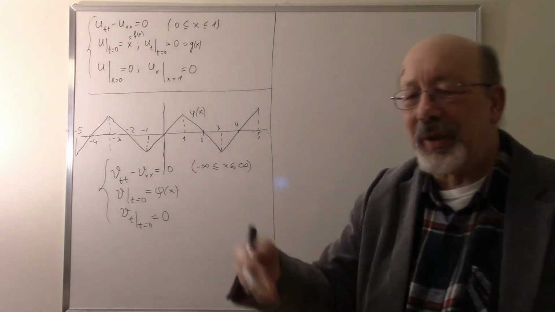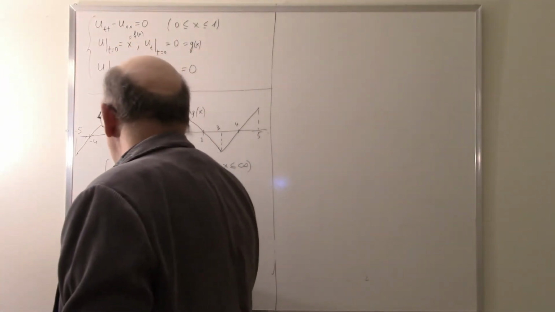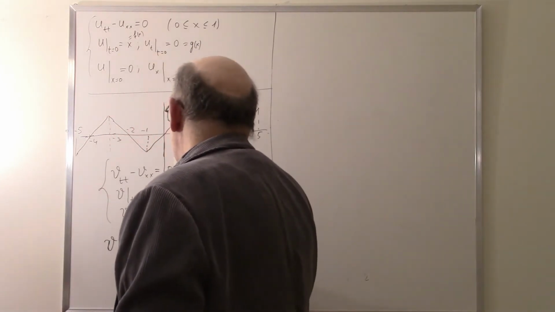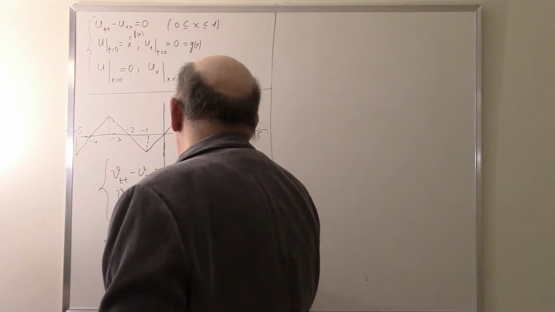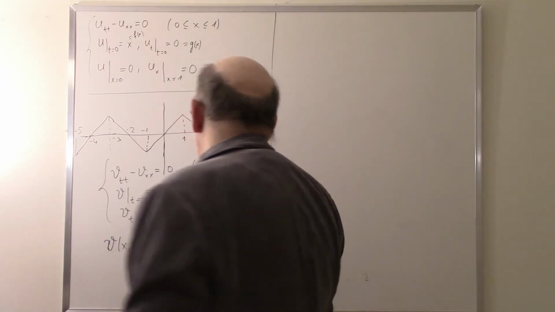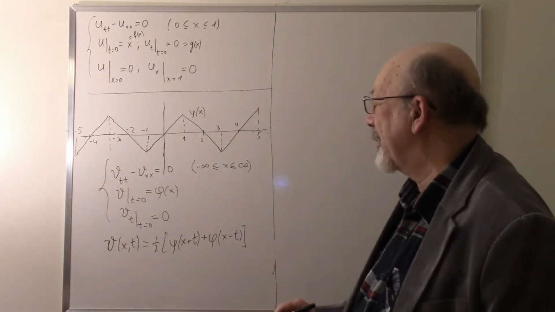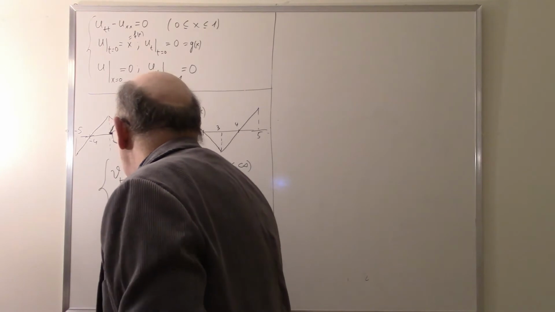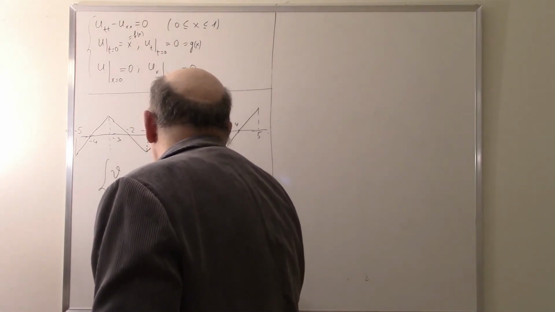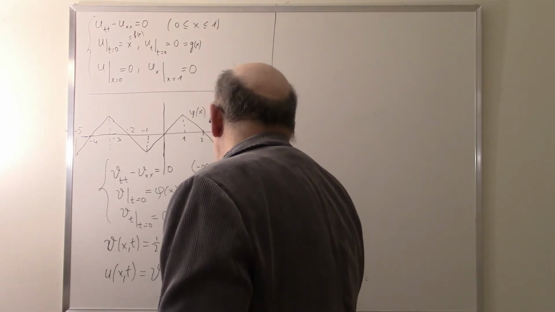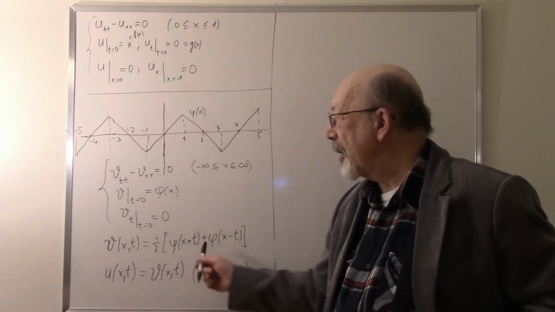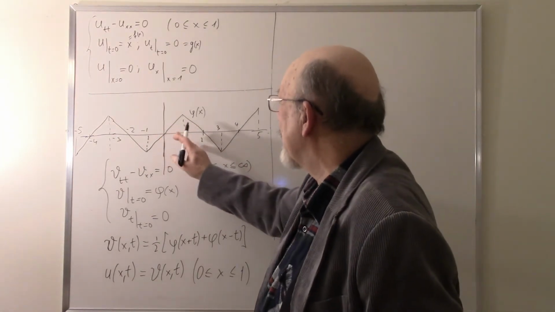And again, I repeat it all. Our solution v of x t equals 1/2 phi of x plus t plus phi of x minus t. And if you find this function v, then we can write that u of x t equals v of x t if you take x between 0 and 1. So it is a restriction of the function v on the strip x between 0 and 1 and t positive.